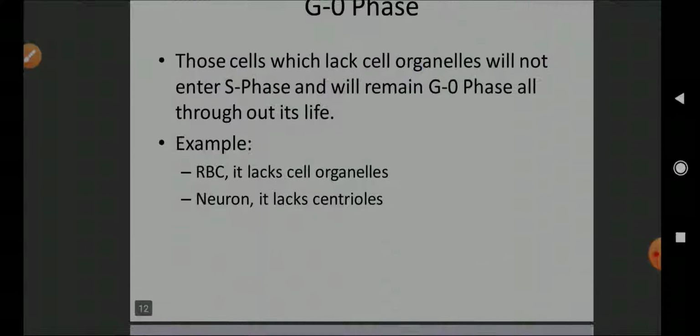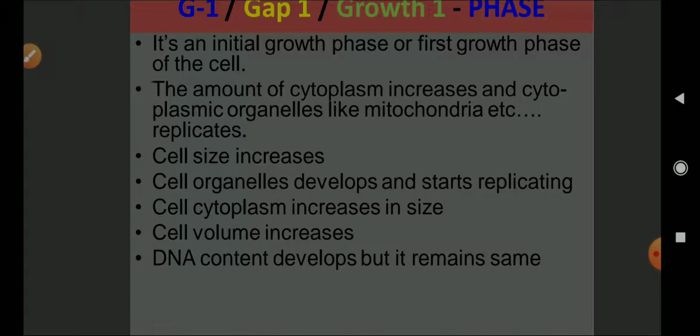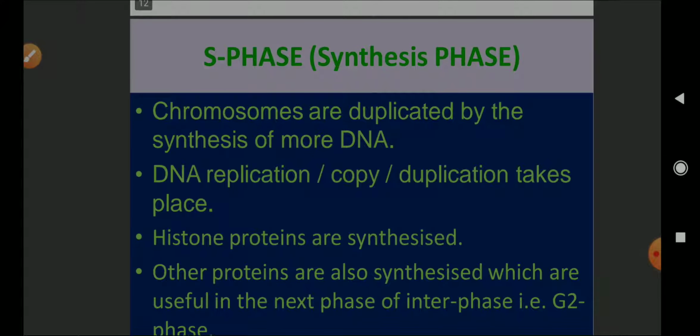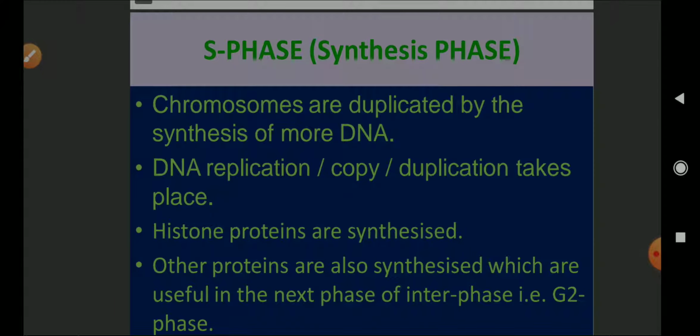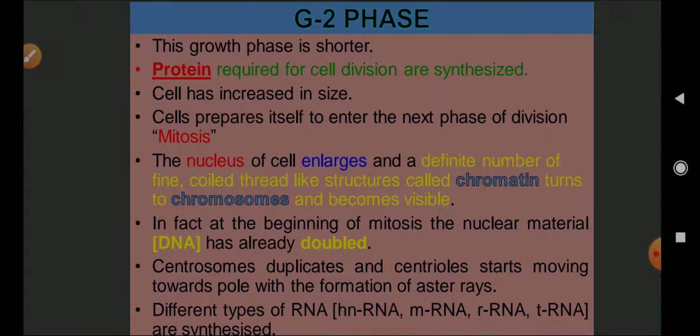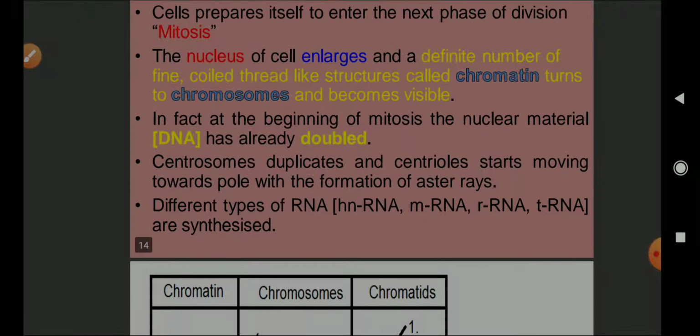Characteristics of G1 phase. 1 mark question: DNA content remains same, that is 1 mark question. Examples of the cells that remain in G0 phase and why, that is 1 mark question. Where does the duplication of DNA take place, that is 1 mark question. State the characteristics of G2 phase, 1 mark question. Difference between G1 and G2, 1 mark question.